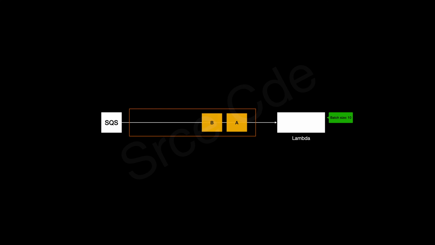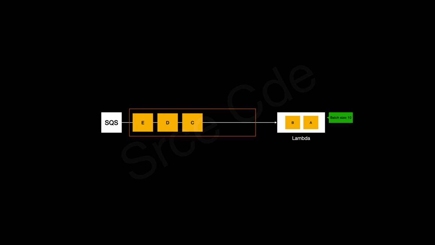Okay, so now let's say we have 5 messages in the SQS queue, and initially the Lambda function got invoked with a batch of 2 messages, that is A and B. Here A and B are processed successfully, and in this case Lambda will return a successful response, and once the successful response is returned from the Lambda function, those messages will be deleted from the SQS queue, right? And that deletion would occur automatically.